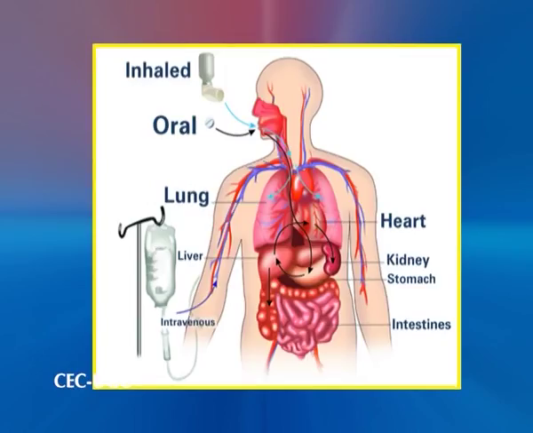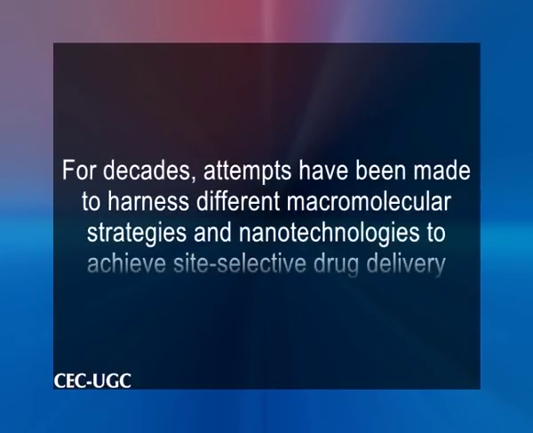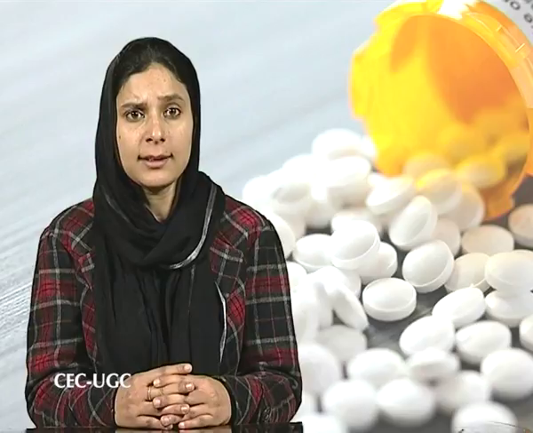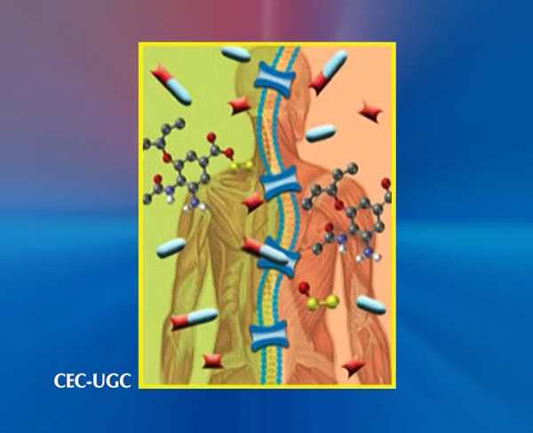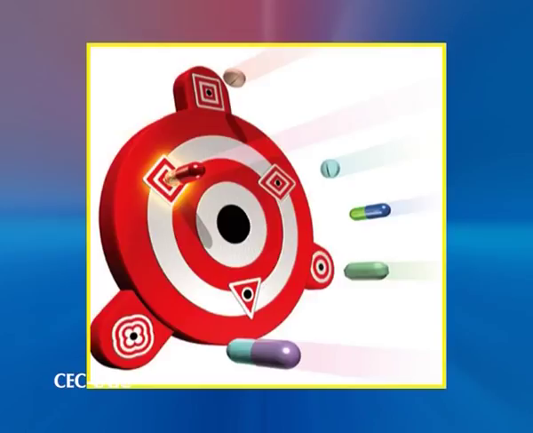After administration, a drug molecule has to bypass several pharmaceutical and pharmacokinetic barriers before it can reach its physiological target and exert the desired effect. For decades, attempts have been made to harness different macromolecular strategies and nanotechnologies to achieve site-selective drug delivery. The lack of clinical success of these methods, however, has focused interests on other approaches. Today, one of the most promising site-selective drug delivery strategies is the prodrug approach, which exploits target cell or tissue-specific endogenous enzymes and transporters. A great many prodrugs have increased efficacy and safety profiles because of their targeting properties.